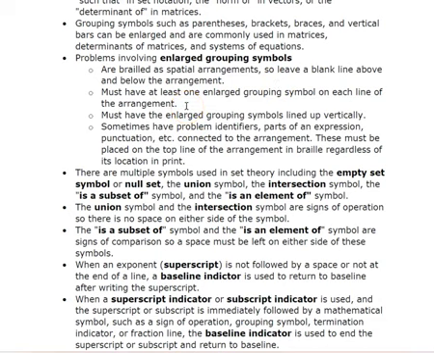You must have at least one enlarged grouping symbol on each line of the arrangement. You must have the enlarged grouping symbols lined up vertically. Sometimes these must be placed on the top line of the arrangement in the braille regardless of location in print.